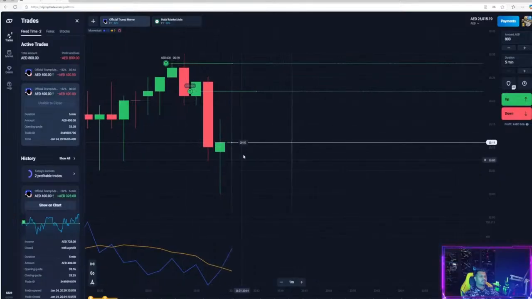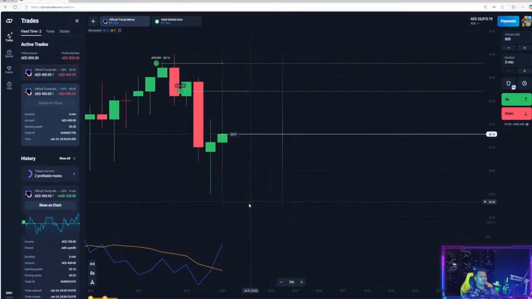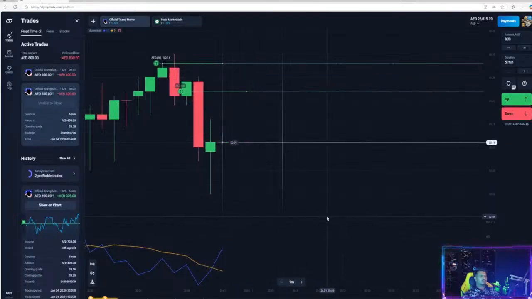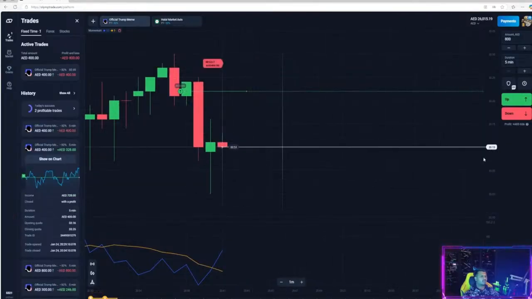A spinner Japanese candlestick formed here. Well, it's trying to move now in the upward direction. Let's make one trade in the upward direction.